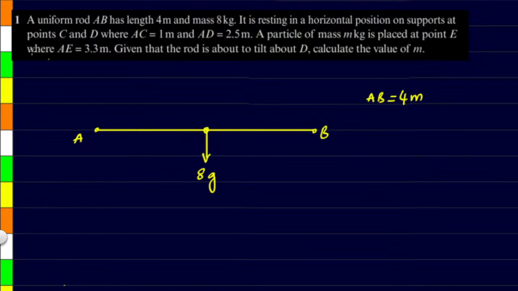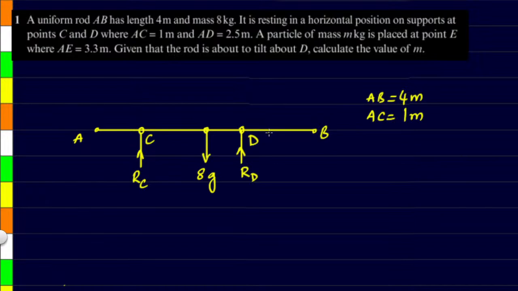It's resting in a horizontal position, with supports at points C and D, where AC length is given, it's 1 meter. AD is 2.5, so D point is somewhere here. So supports are at these two points. The reactions will be upwards, right? Yes. So let us say this is RC, then this is RD.